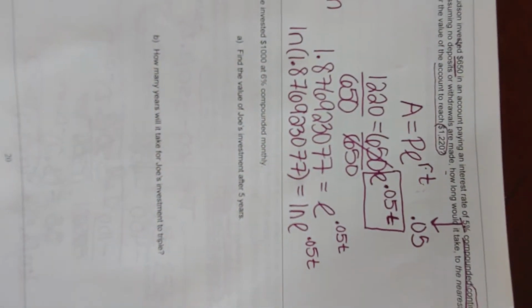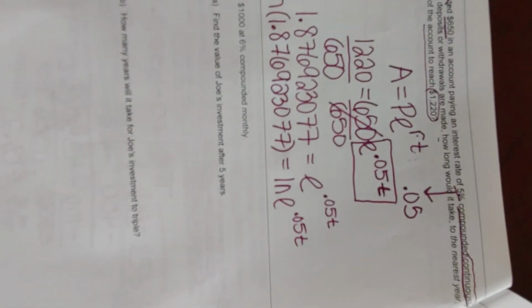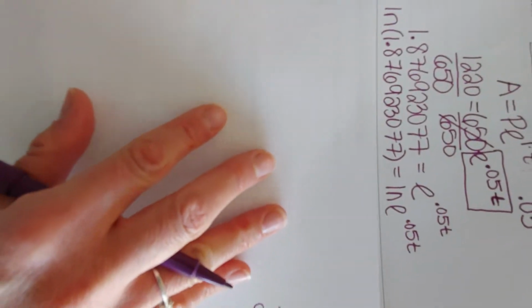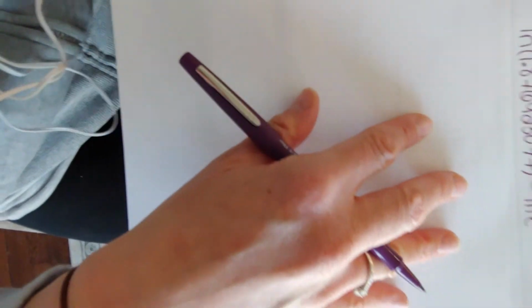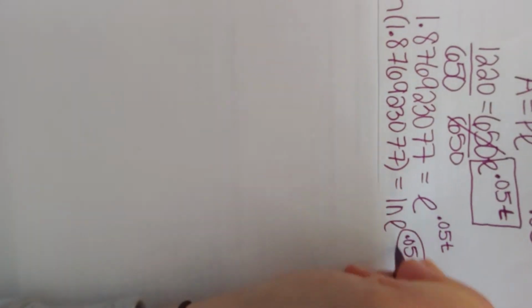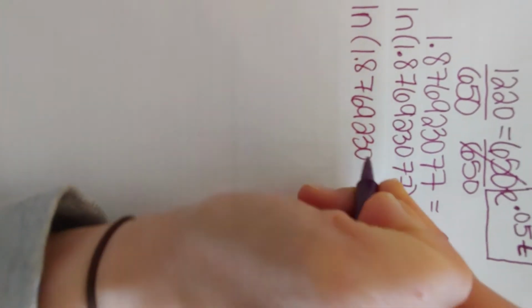Okay, when I put the ln on both sides, that allows my exponent to escape, because the ln is the key to unlock the exponent. So that allows me to drop this in front of the ln. So I have ln of this crazy number equals 0.05t ln of e.